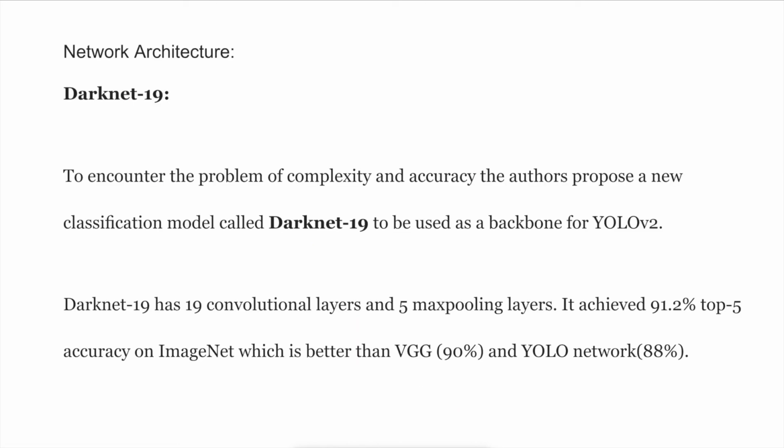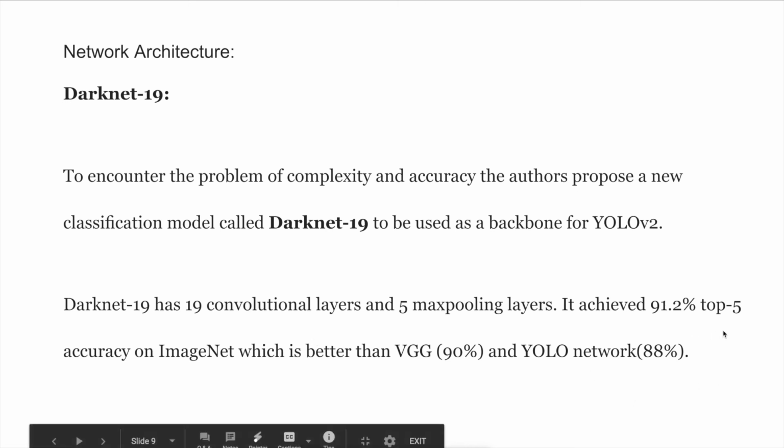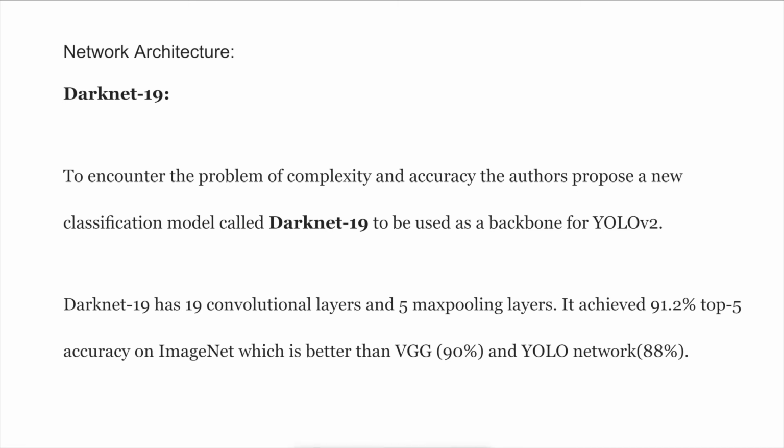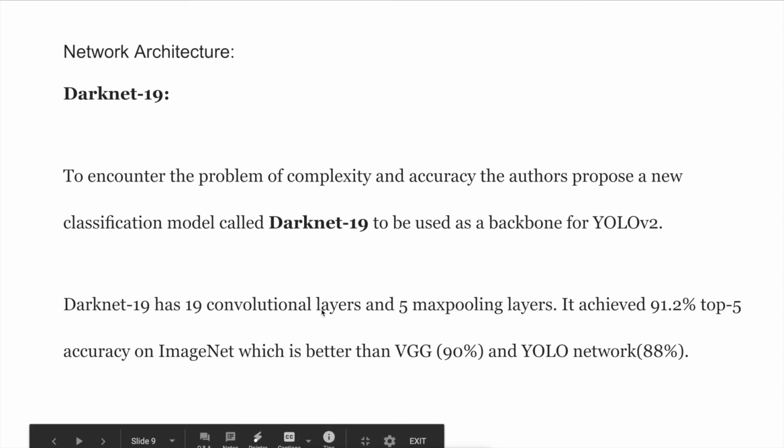Now, a brief word about Darknet-19. I already talked about it: around 19 convolution layers and 5 max pooling layers, and every convolution layer is regularized by batch normalization. It achieved 92% top-5 accuracy on ImageNet, which is better than VGG at about 90%. And that is the previous YOLO network. So this is all about how YOLO works, its loss function and architecture.